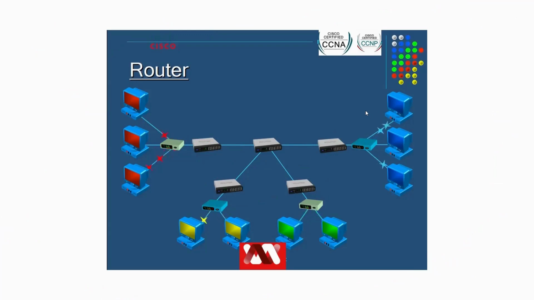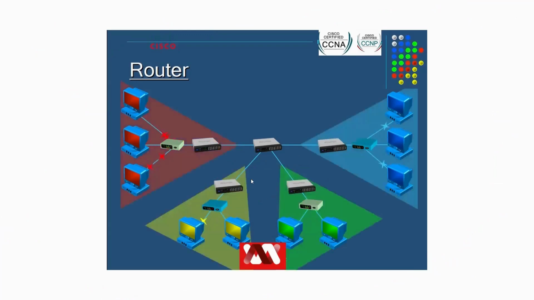Now let's go to the next slide, if you can. See here, now we are receiving traffic from the red zone, the yellow zone, the green zone, the blue zone. So the router will understand, okay, the traffic is here. So every router has its own table.